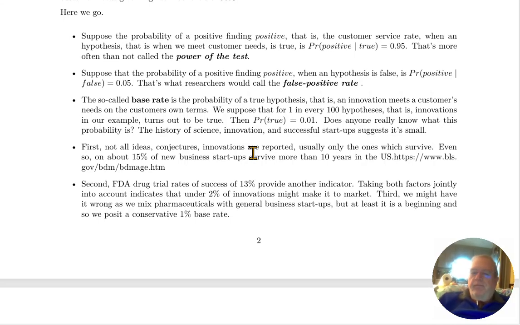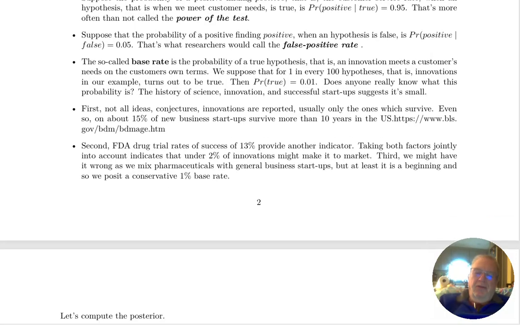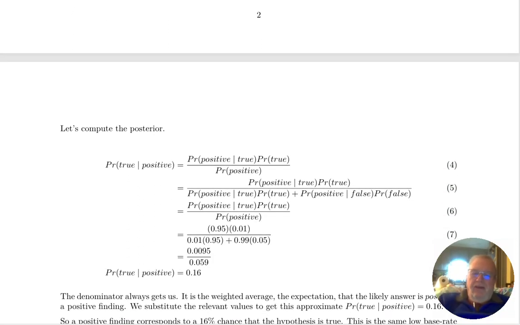Jointly, 15 of 30, it's really small. 2% of innovations might make it to the market. Well, so anyways, we're gonna get conservative here. Positive rate of a rate. We can change that. Now here's Bayes.